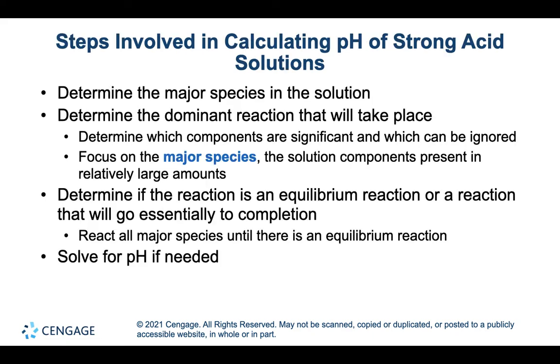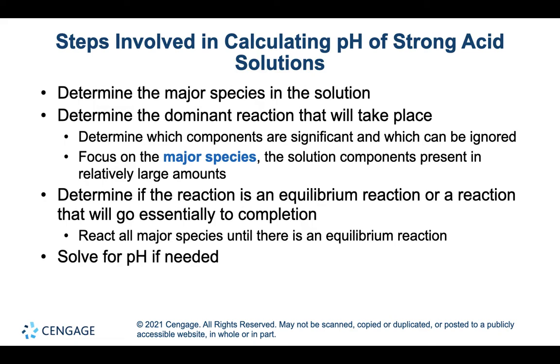And in finding pH or working an acid-base problem, you're going to want to know, what are my major species? What has the greatest concentrations in this solution? And then what is my dominant reaction? Is it the reaction of water ionizing to H plus and OH minus? Is it some other equilibrium? Is it some reaction that's not even equilibrium? It goes all the way.